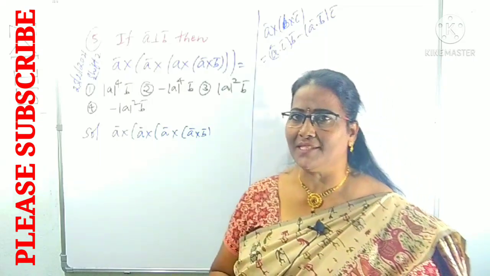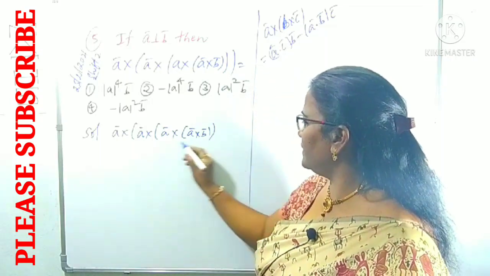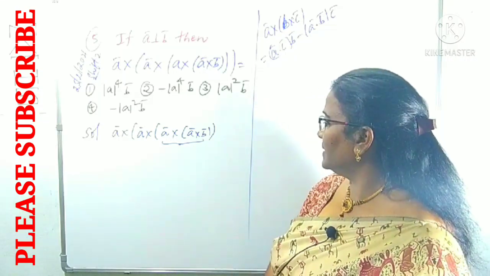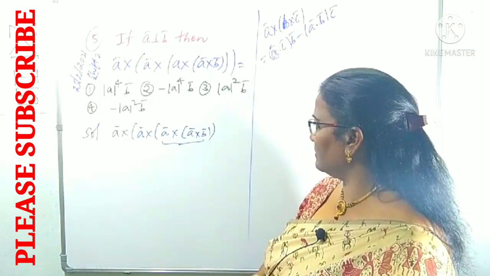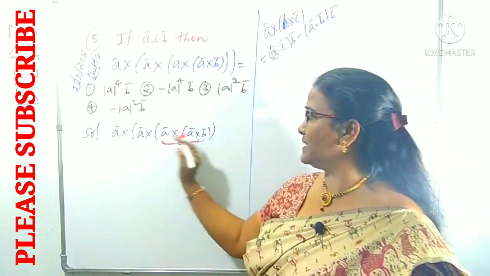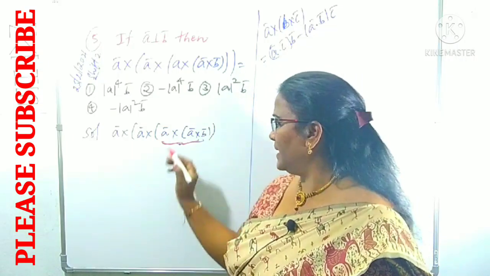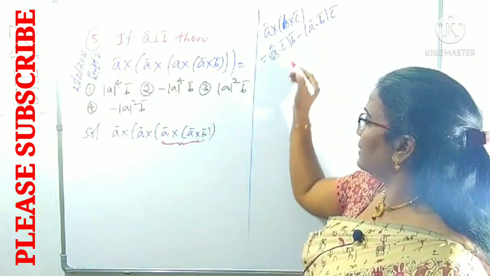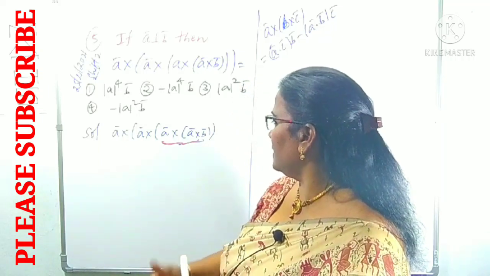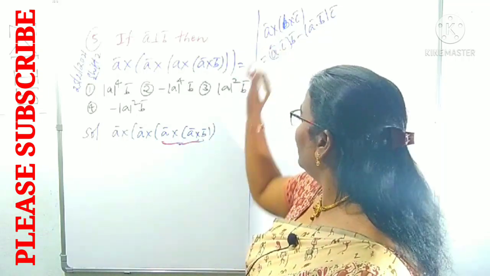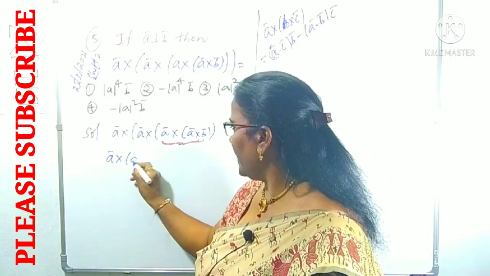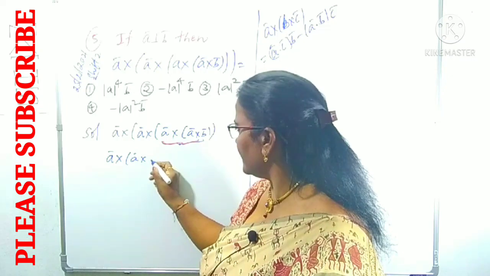To find this expansion, we can concentrate on these two first. These three vectors, to use this, from the internal bracket onwards you have to split. A cross of A cross B is in this form, yes. So I can use this: A cross of A cross B, I will apply this one. I am writing the remaining A cross of A cross as it is.